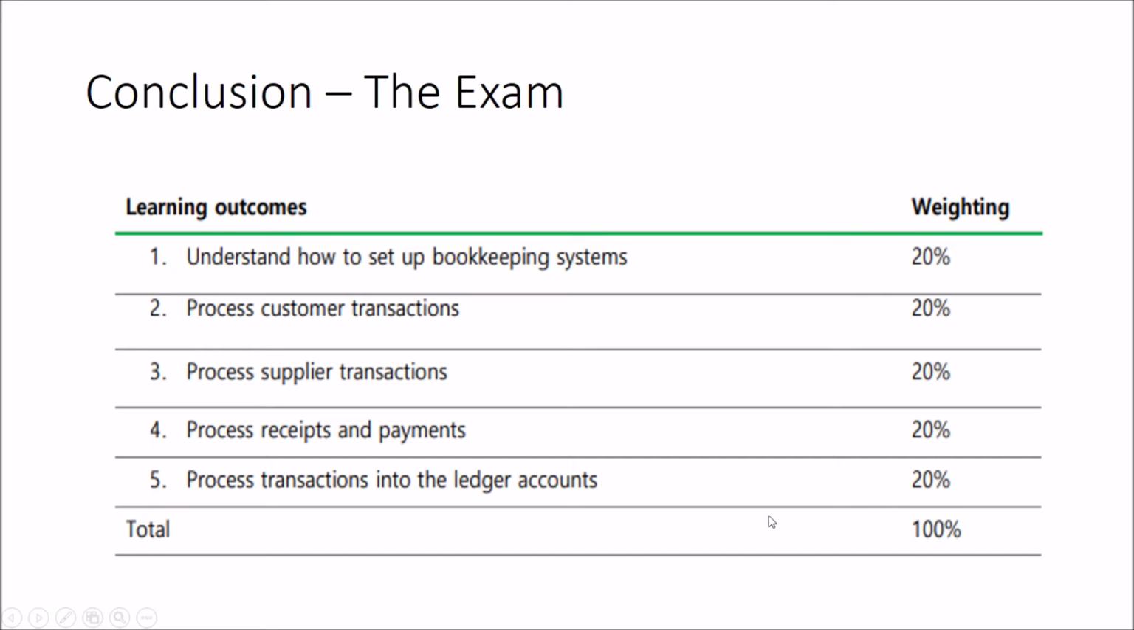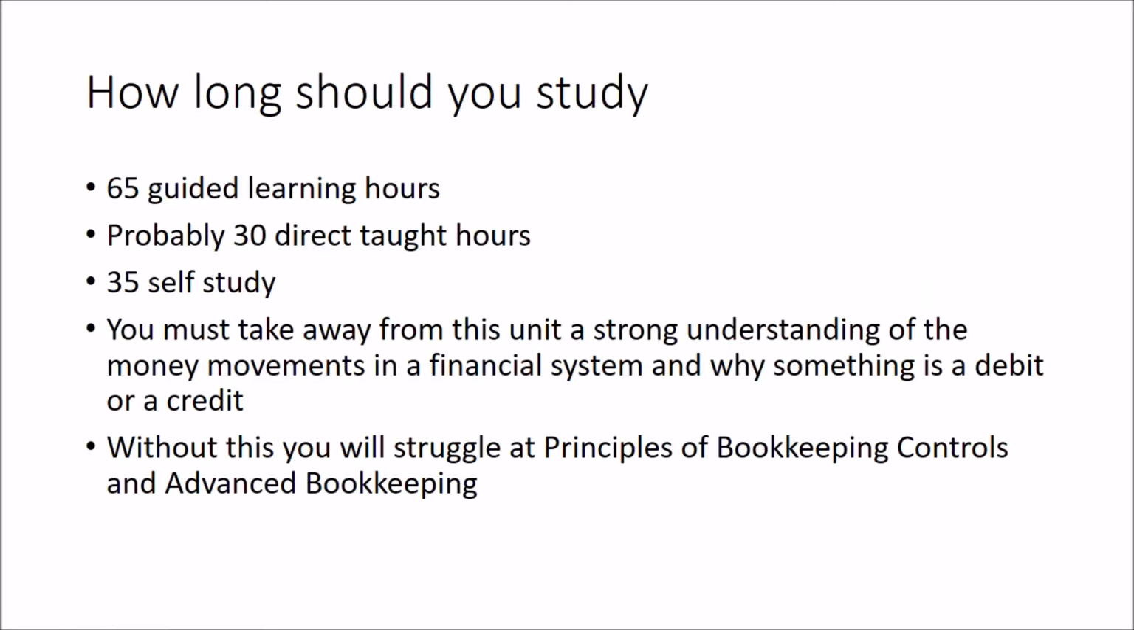Hopefully now you should have a really strong grasp of that. How long should you study? Well, probably it's the Unit 65 guided learning hours. So it's 65 hours worth of time that you should be taking in this one. Make them effective. Can you do it in less time? You can. But should you? It's probably going to be about 30 direct taught hours if you're doing it with tutors, and then 35 self-study.